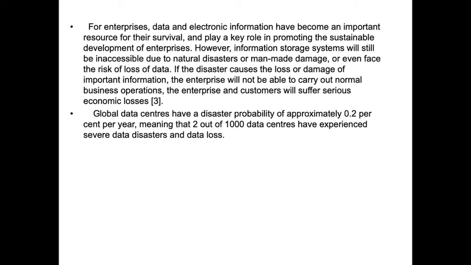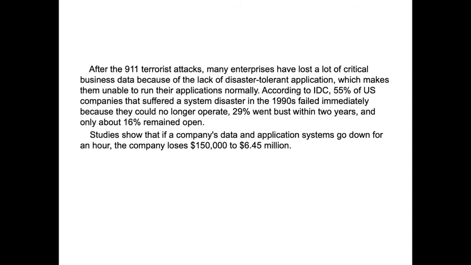Global data centers have a disaster probability of approximately 1.2% per year, meaning that 2 out of 1,000 data centers have experienced severe data disasters and data loss. After the 9/11 terrorist attacks, many enterprises lost a lot of critical business data because of a lack of disaster-tolerant applications, which made them unable to run their applications normally.